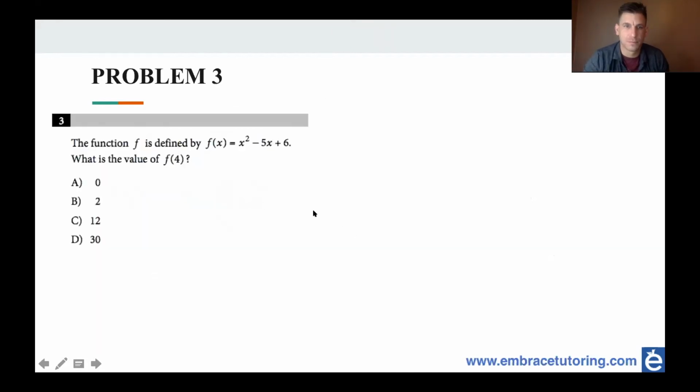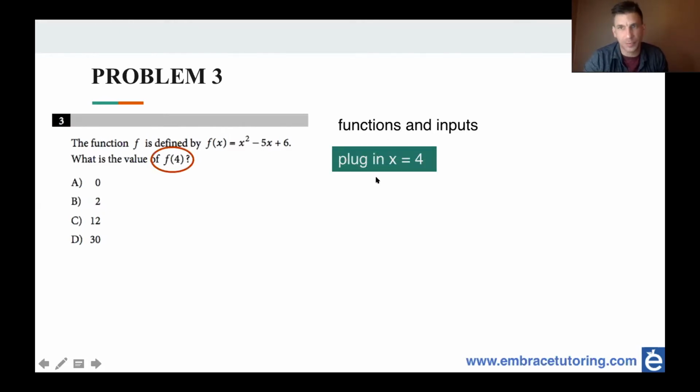Let's keep going. Problem 3, the function f is defined by f of x equals x squared minus 5x plus 6. What is the value of f of 4? Well, whenever I have something that looks like this, it's simply a functions and substitution problem. As we're solving f of 4, functions and inputs is the overall idea. We're going to plug in x equals 4. We get f of 4 equals 4 squared minus 5 times 4 plus 6.